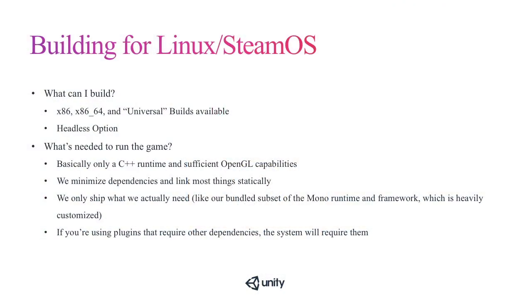Whenever you select Linux as your target platform, you can choose, of course, different options. There's a standard development build, which you use if you want to enable the profiler or things of that nature. You need to pick an architecture. We support 32-bit and 64-bit. We also have what we call a universal target. That's not exactly what it sounds like.